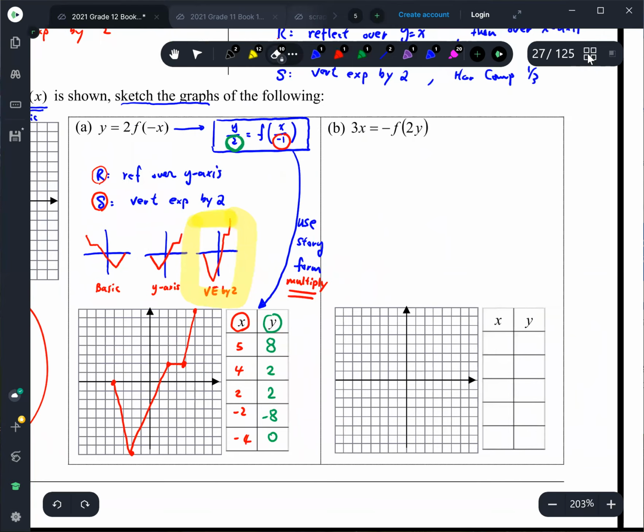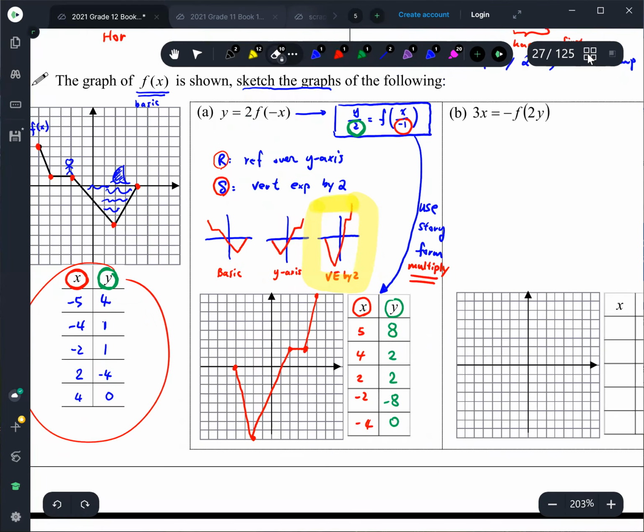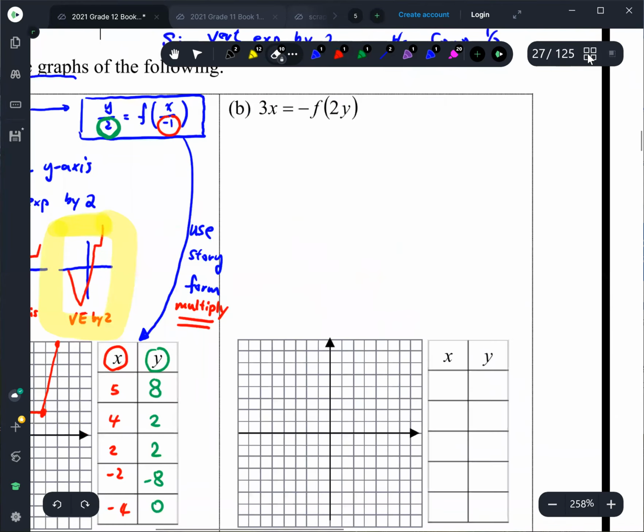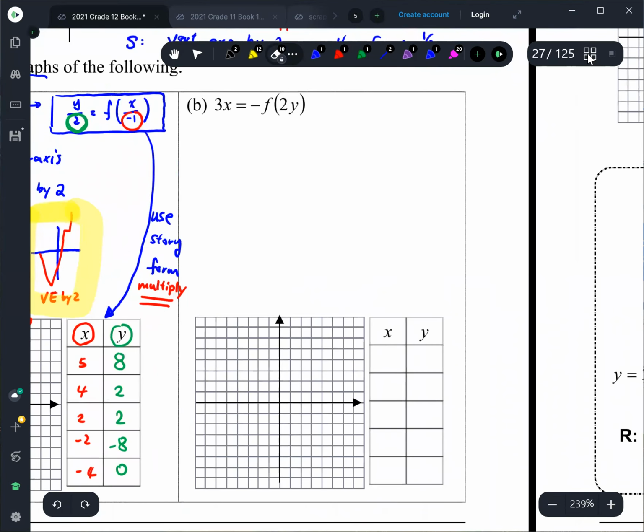All right, so let's look at the next one, okay? So the next one is still going to start from the basic. Okay, and then we'll see what happens. So this one, what's special about this one? Angela?